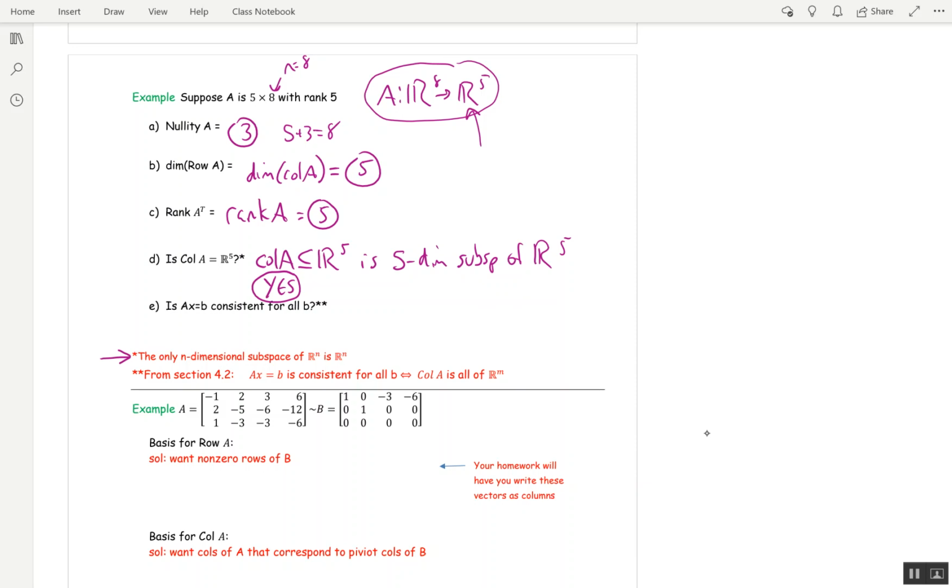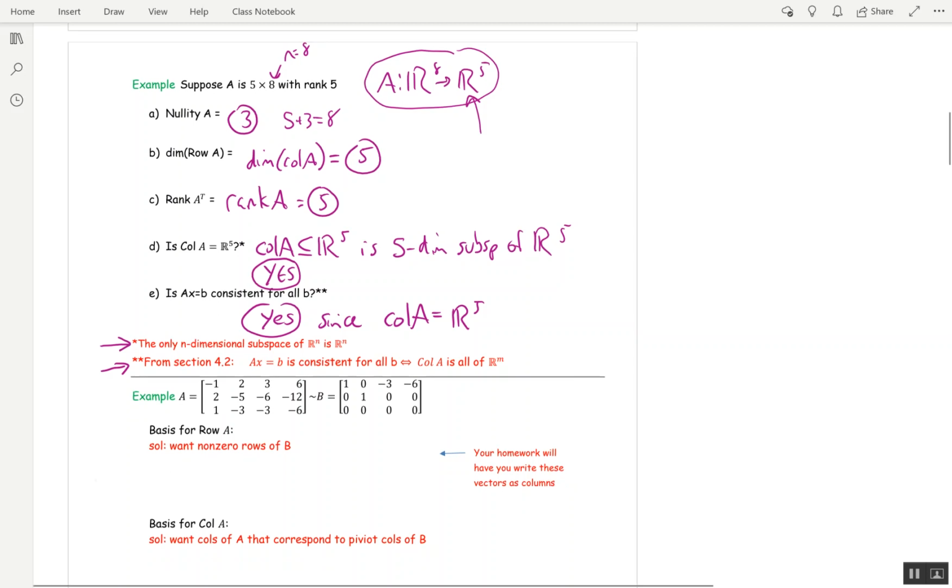Is AX equal B consistent for all B? Yes, since col A is all of R5. And we had a result in section 4.2 that told us AX equals B is consistent for all B if and only if col A is all of Rm.